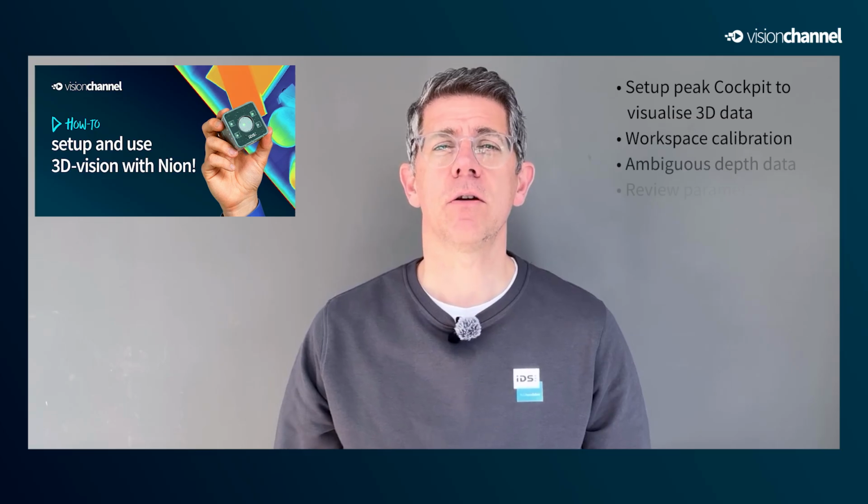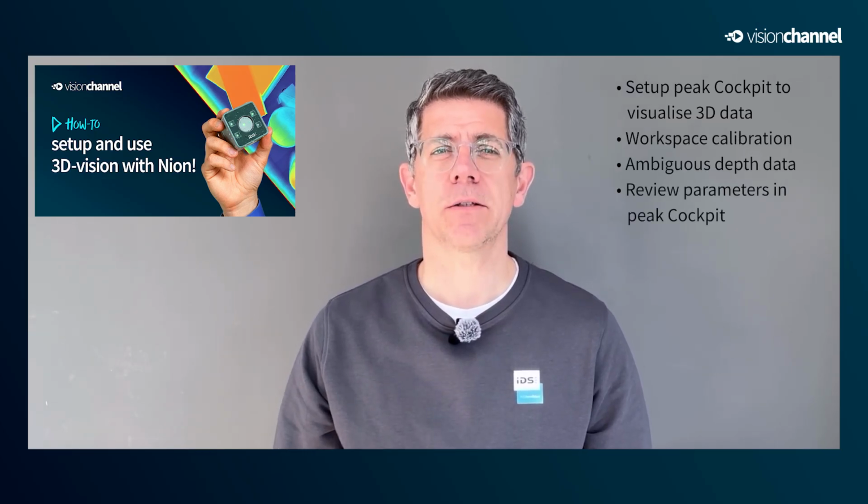The Nion is the new 1.2 megapixel time-of-flight camera from IDS, providing superior spatial resolution with reliable depth precision in even the most challenging of environments. If you are new to the product, there are some introductory videos available on the Vision channel already for you to view. This video is to provide guidance on setting up the Nion for use in IDS Peak Cockpit.